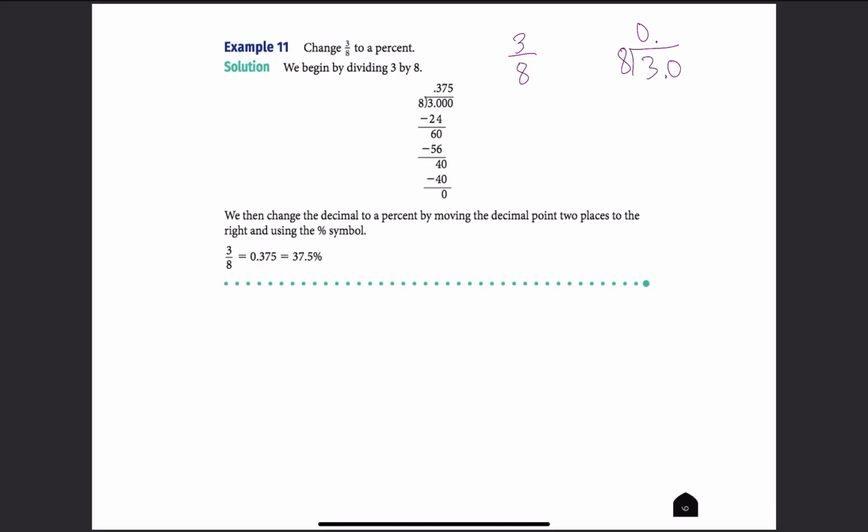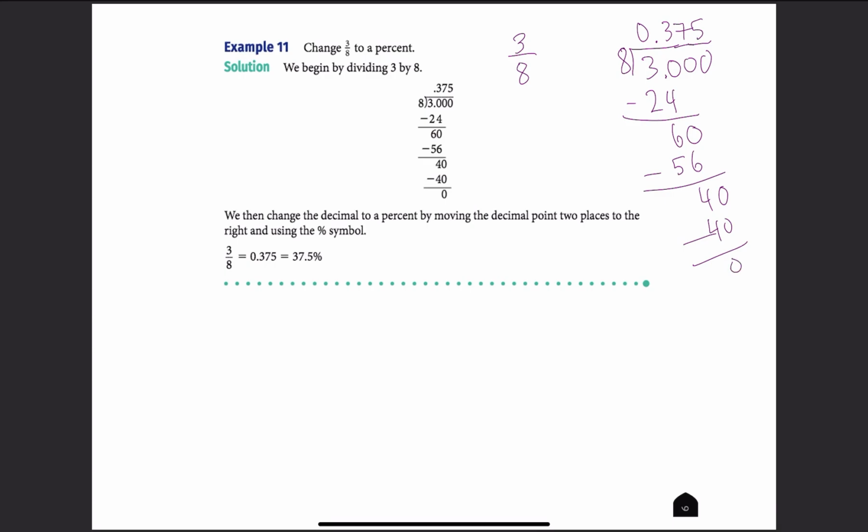But it will go into 30 3 times, because 3/8 is 24. With 6 left over. Let me keep adding zeros and see if I can get this to go in evenly. 8 goes into 60 7 times, because 7/8 is 56. With 4 left over, add another 0, bring it down. 8 does go into 40 evenly 5 times. 5/8 is 40.